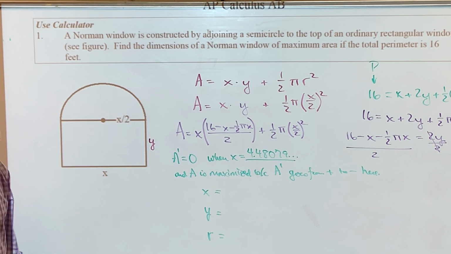Did y'all get 4.48079? I got 3.4 or something. It changed back the equation. Oh, you don't have a squared on that x over 2. Yeah, I got that. Put that x over 2 squared.